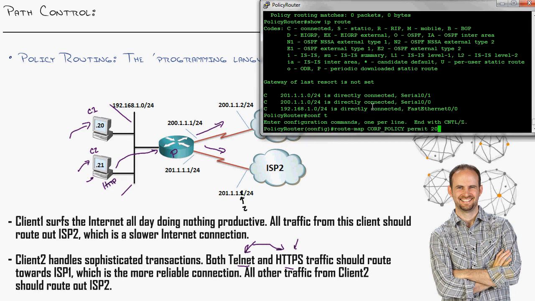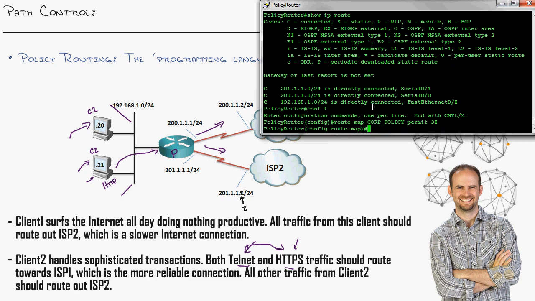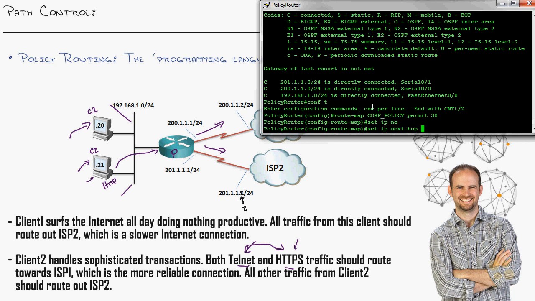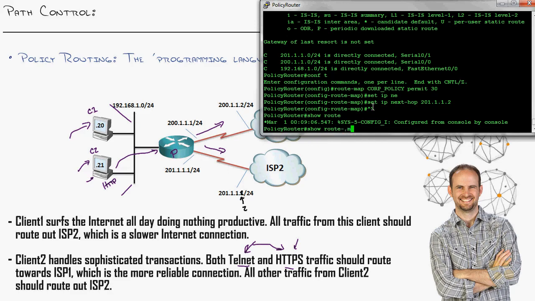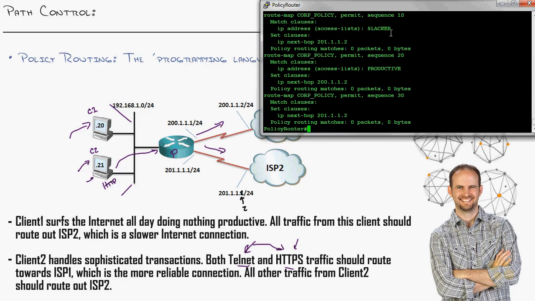I'm going to go into the route map, and I'm going to add sequence number 30. Now, I'm not going to match anything in this case. I'm just going to do a set IP next hop, and let's send it out the ISP2 connection, the slower one, right? 201.1.1.2, right? So now let's look at our route map, show route map, if I can type it. Now you can see we've got the same two sequence numbers up here matching the specific traffic we want, but then sequence number 30 matches nothing, which means it matches everything. Essentially, anything that didn't match sequence 10 or 20, because it processes it in order, is going to match this one and end up routing out 201.1.1.2.